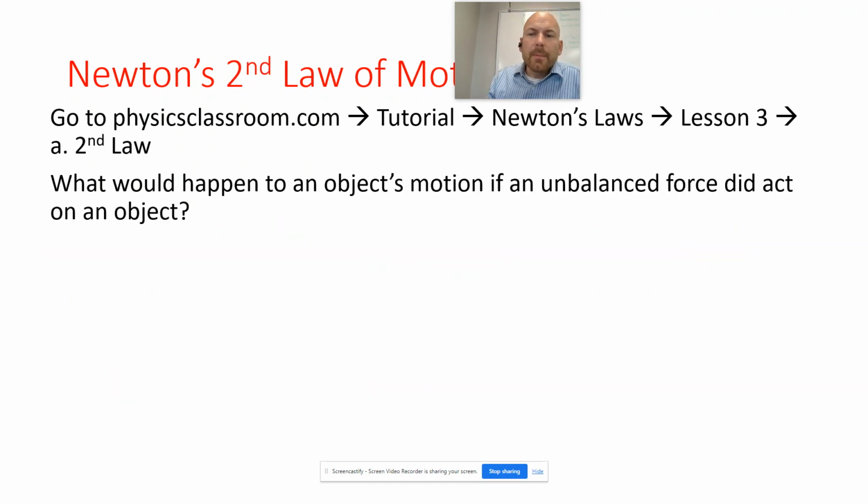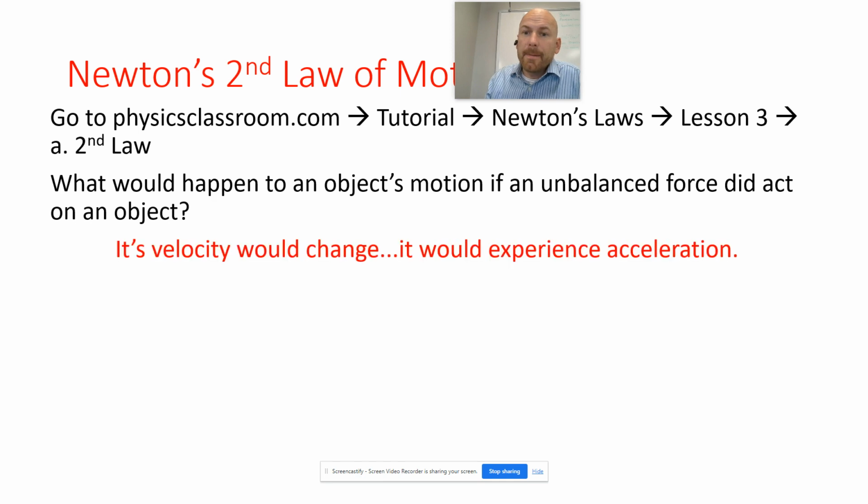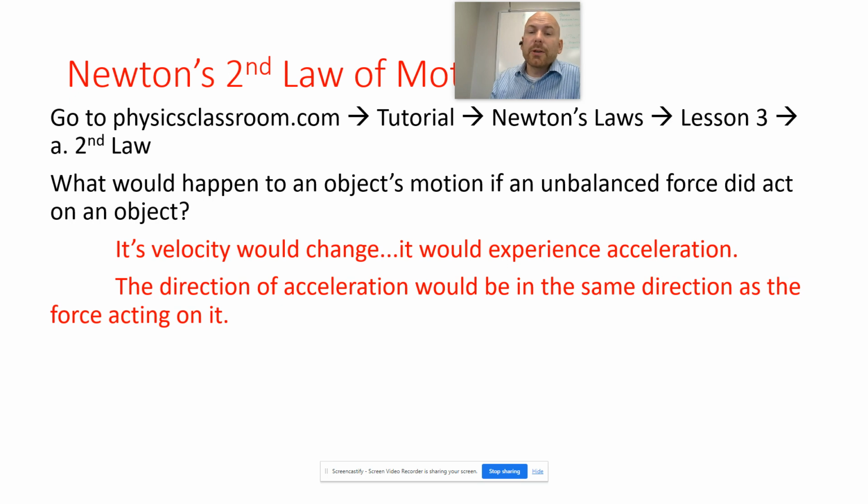So what would happen to an object's motion if an unbalanced force did act on it? Well, it would change. The velocity would change. Specifically, it would experience an acceleration. And so this ties into direction of acceleration. The direction of acceleration would be in the same direction as the force acting on it. Later we'll talk about this, but the total force is equal to mass times acceleration. The direction of acceleration will always be in the same direction as the net force.